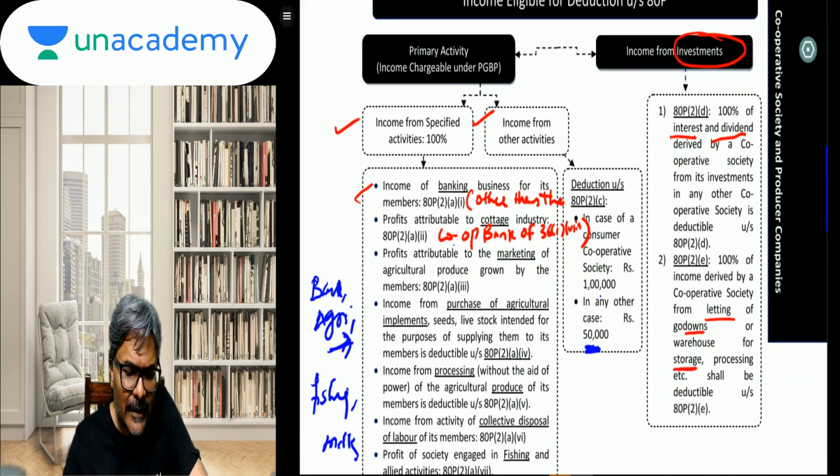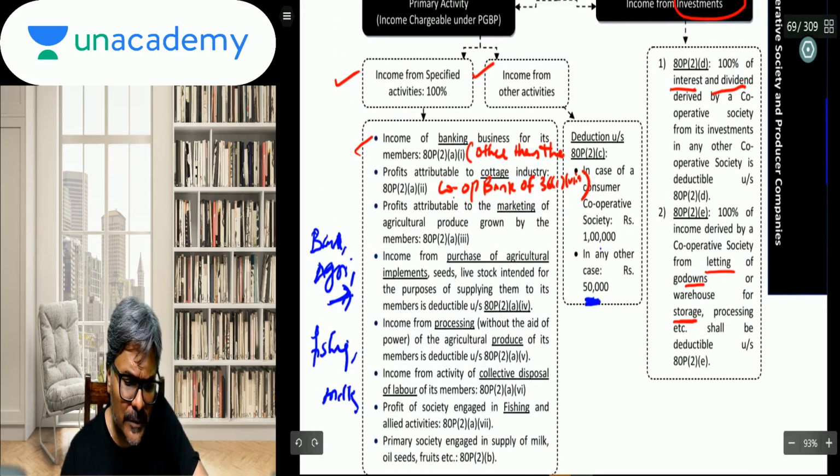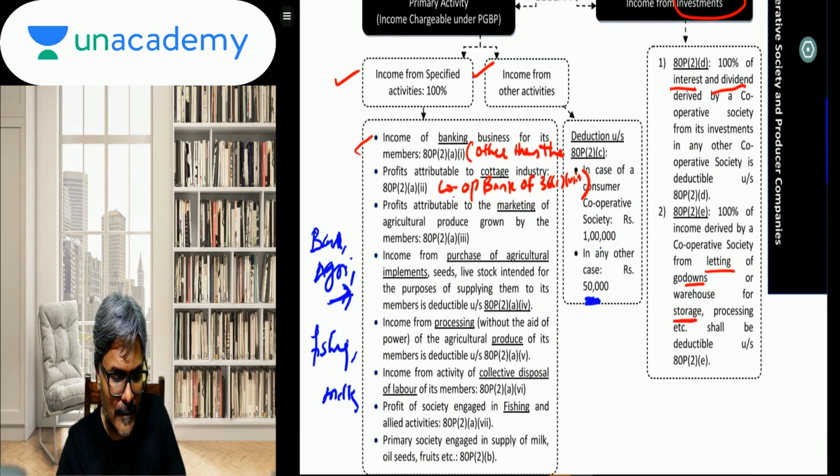Students, there is a 100% deduction from the primary activities. Can you see this one? There are primary activities and the next one is the investment activity. So the primary activities, they will have a 100% deduction. You will say, sir, what are those primary activities? Just quickly go through these primary activities, students. Read it once.